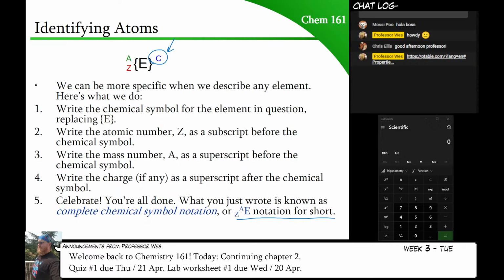So what I want you to do is for this example here, to the best of your ability, type the ZAE symbol for a carbon atom with 6 protons, 6 neutrons, and 8 electrons. So in the chat, go ahead and type that. And we'll go over the answer in just a second.